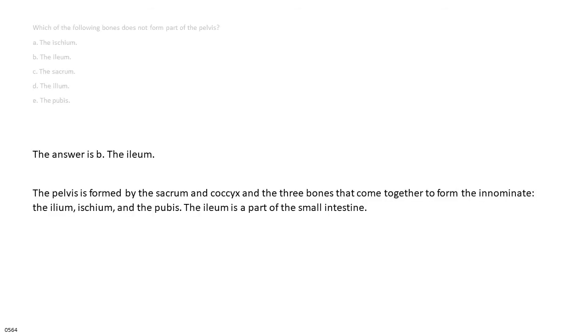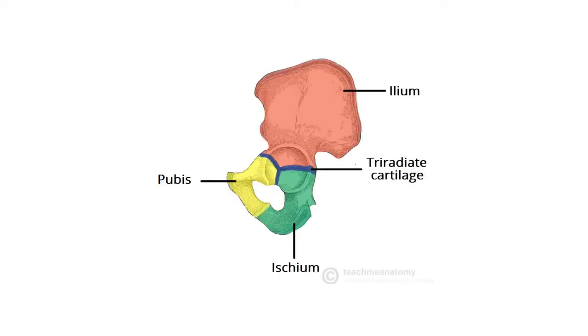The answer is B. The ilium. The pelvis is formed by the sacrum and coccyx and the three bones that come together to form the innominate: the ilium, ischium, and the pubis. The ilium is a part of the small intestine.